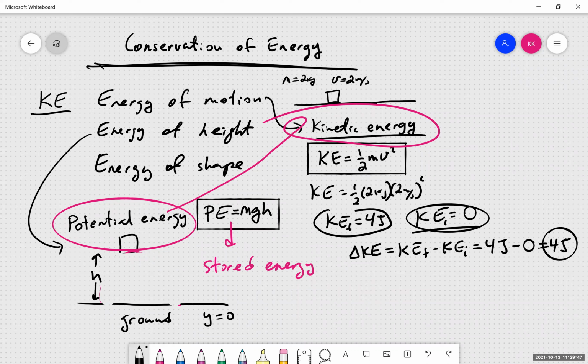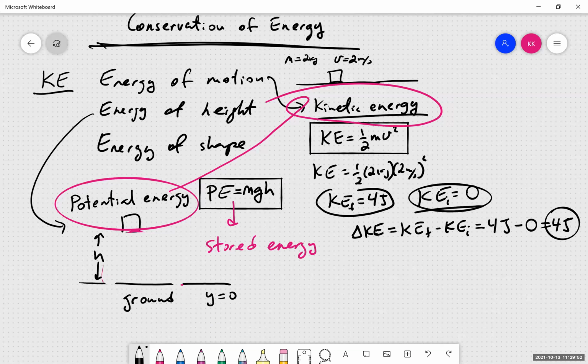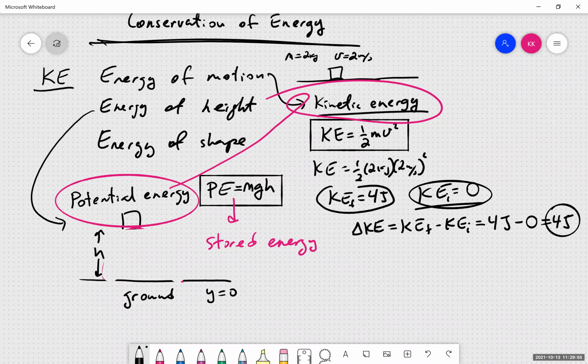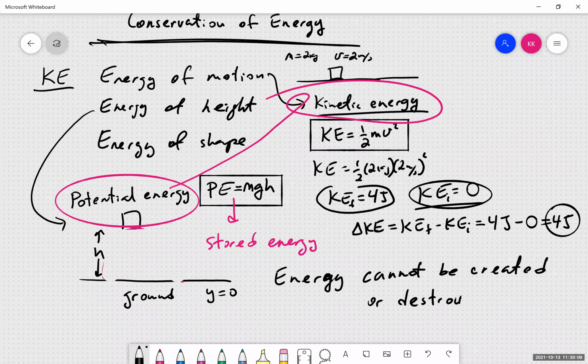Now, conservation of energy means energy in the system can never be created or destroyed. That's one of the important things about energy. So energy is a quantity that cannot be created or destroyed. Meaning, if you compare the energies between 2 points, if the conditions are correct, then your energy will just either be transferred from one system to another or be converted from one type to another.